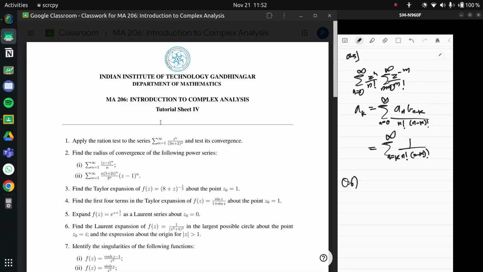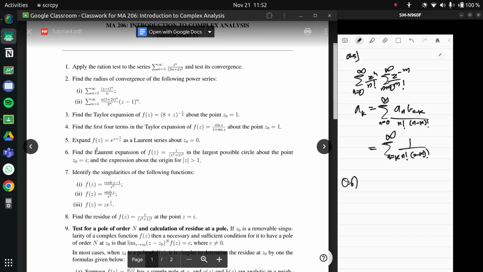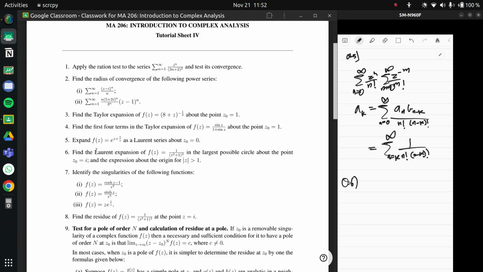Question number 6 is different. Find a Laurent expansion of f equal to 1 upon z squared plus 1 squared in the largest possible circle about the point z equal to i, and the expression around the origin for mod z not bigger than 1. If mod z is bigger than 1, you can't just expand it the usual way, then it doesn't work. But you can do one thing.